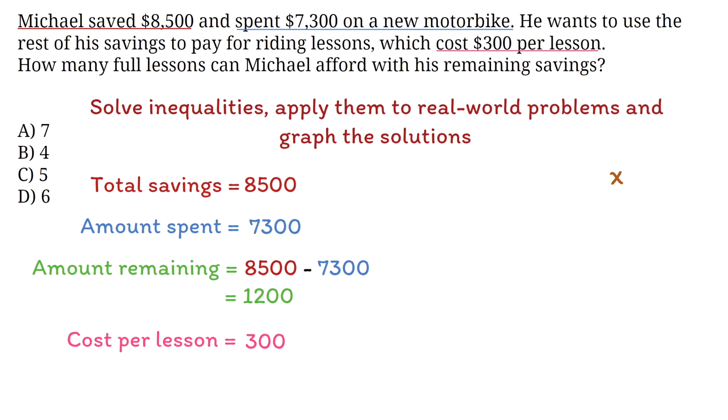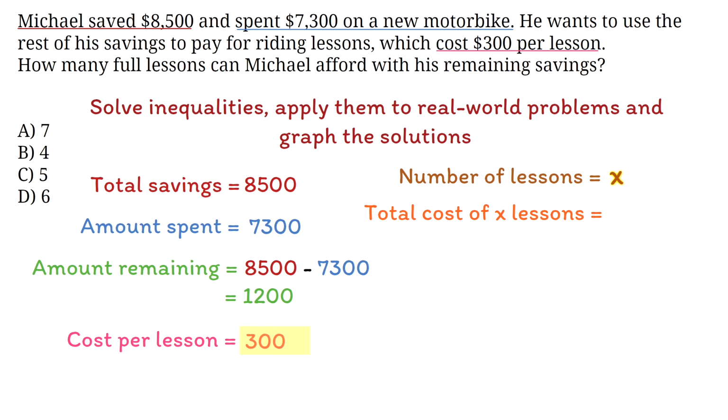Let X represent the number of lessons Michael can afford. Each lesson costs $300, and if Michael takes X lessons, then the total cost of those lessons would be 300 times X. This gives us 300X. So 300X represents the total cost of all the lessons.